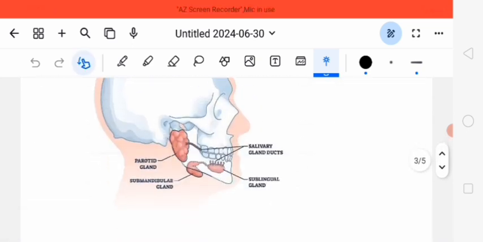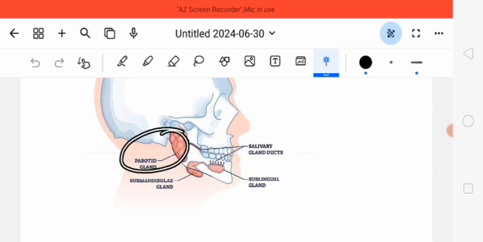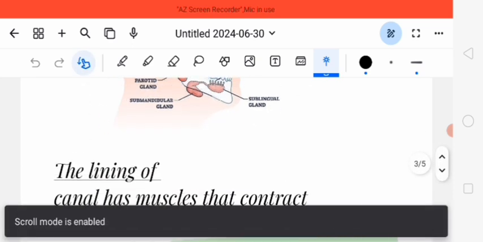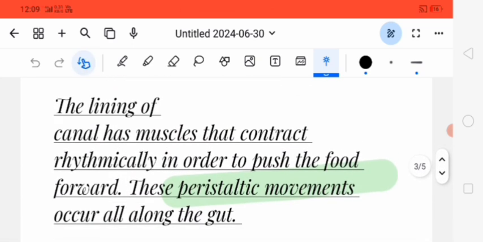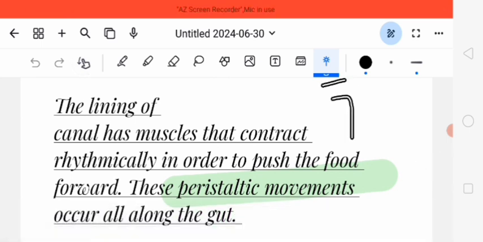And this is the location where the salivary glands are present: parotid, submandibular and sublingual. These will secrete the saliva into the mouth. Next, after the mouth there will be a pharynx. Pharynx is a common passage for the air as well as the food. After that the long pipe will come, that is called esophagus.